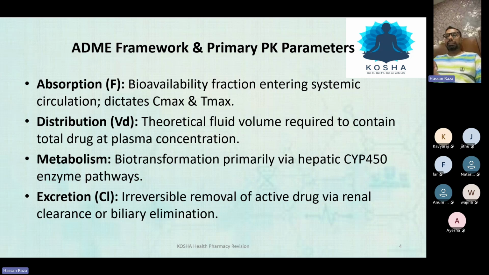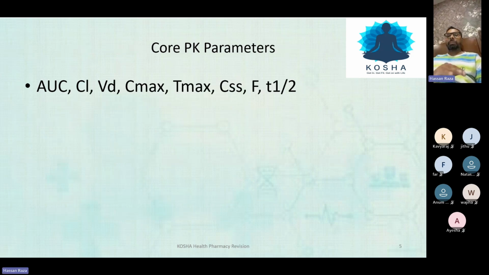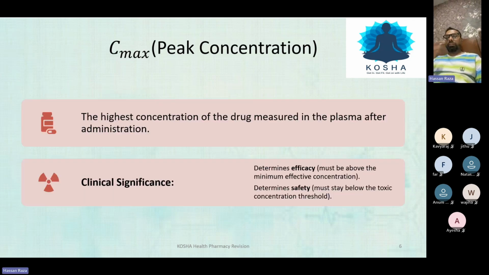So today's lecture will focus more on the calculation of these parameters. These are the parameters: area under curve, clearance, and volume of distribution, and we will discuss all these things in later slides. First of all, I will explain all these topics and concepts, and then I will explain how we will calculate them. So first of all, the definition.